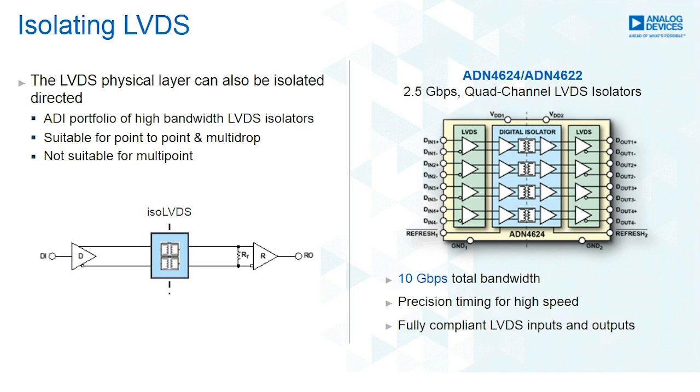And the flagship product of the family here, which was just released last month, is the ADN4680E. This is a 2.5 gigabits per second quad-channel LVDS isolator. It has 10 gigabits per second total bandwidth, 2.5 gigabits per channel, and precision timing for high speed with very low jitter and skew, and fully compliant LVDS inputs and outputs. And so this is just yet another option for isolating either an LVDS or an M-LVDS physical layer.